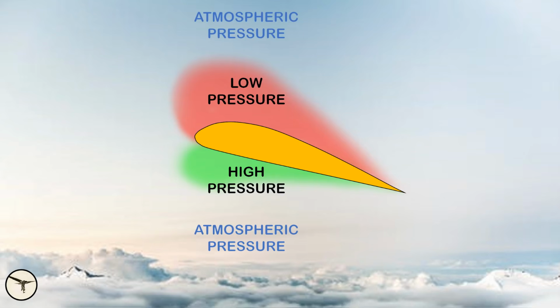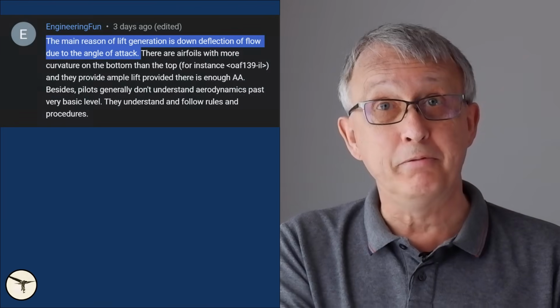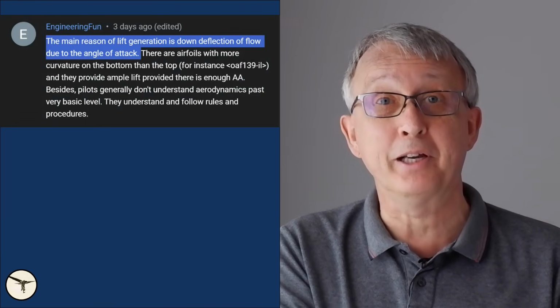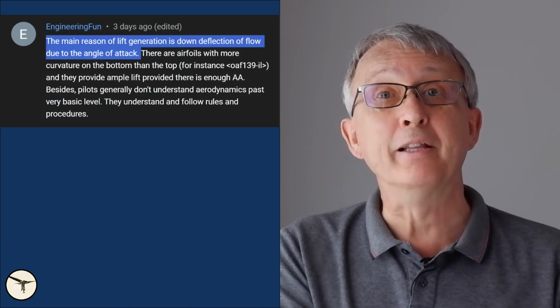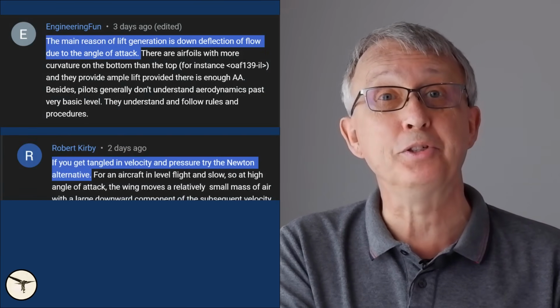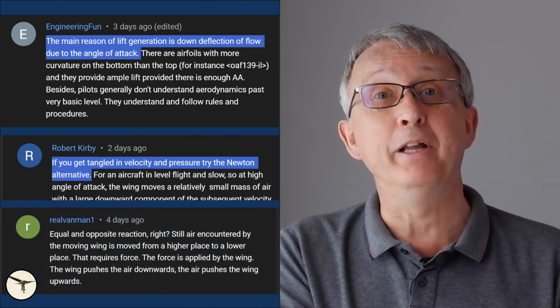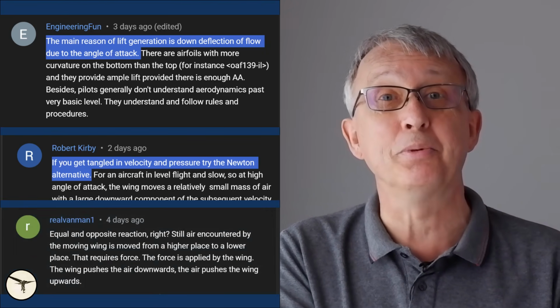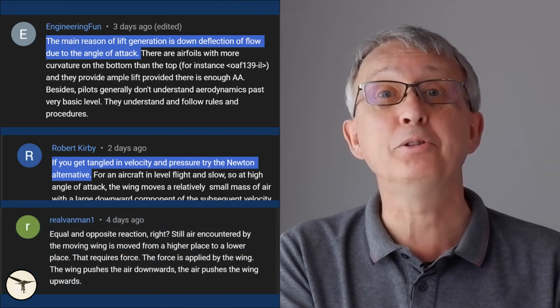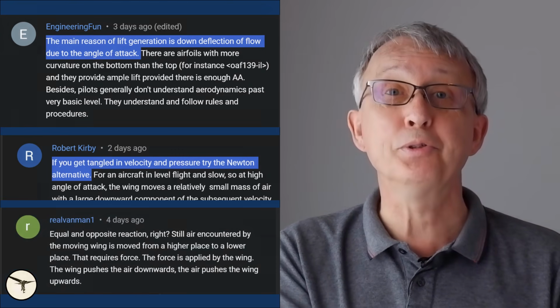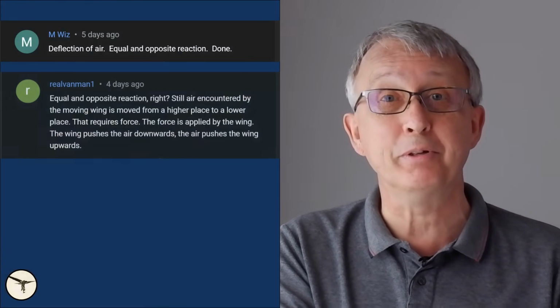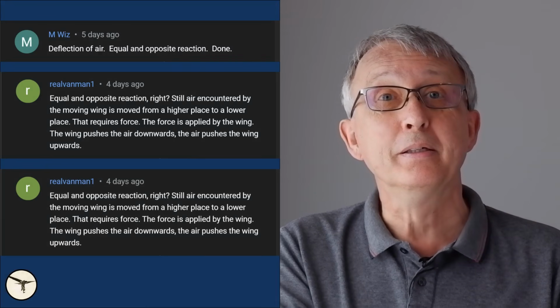I also explained that it is the pressure difference above and below the wing that creates lift. And this resulted in many reactions. Many viewers have rightfully commented that the angle of attack is important for lift, and that lift is created when a wing pushes the air down in accordance with Newton's third law of motion. For every action, there is an equal and opposite reaction. I totally agree. Newton's third law of motion is the easiest way to explain lift.